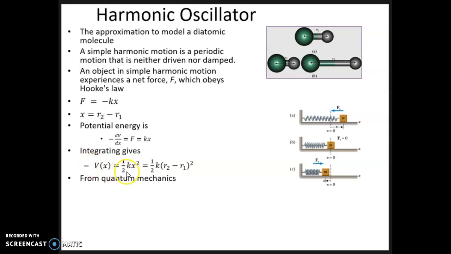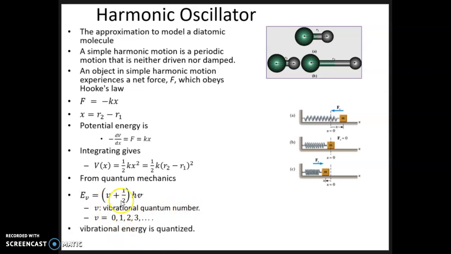So using the half kx squared in our quantum mechanics equation, we arrive at the various energy levels that can be obtained in a vibrating system. The energy of a vibrating system is equal to v plus half times h, which is our Planck's constant, times the frequency of vibration. Now this v is called the vibrational quantum number, meaning that our vibrational energy levels are quantized.